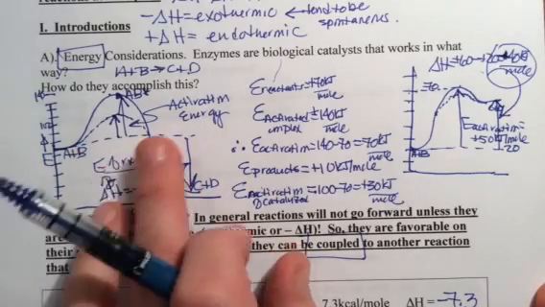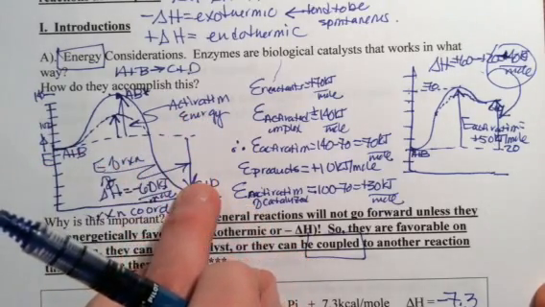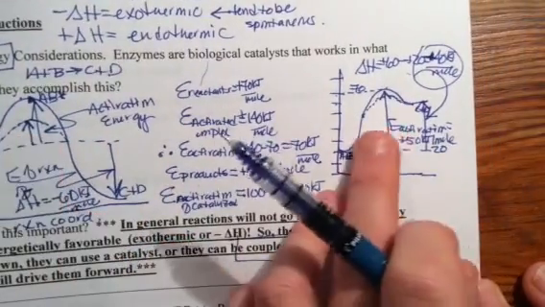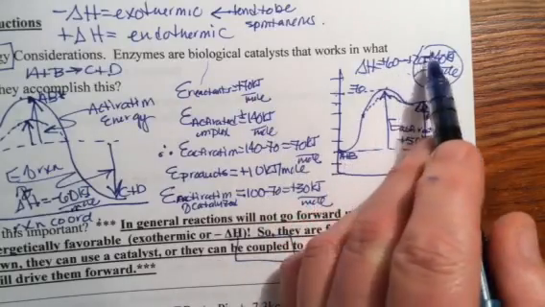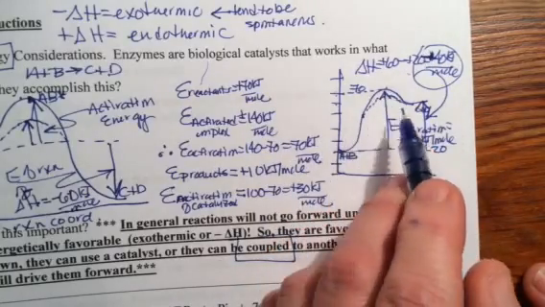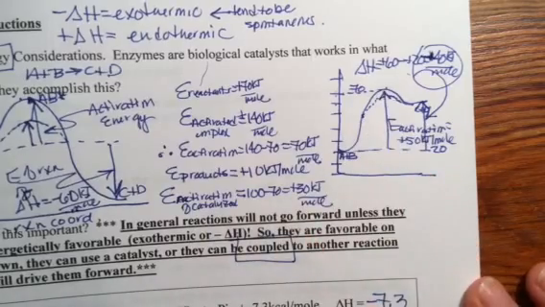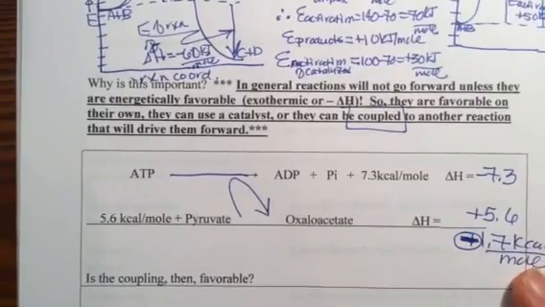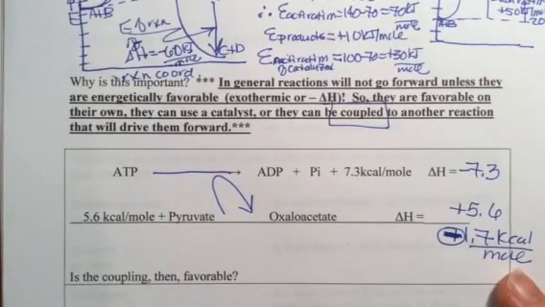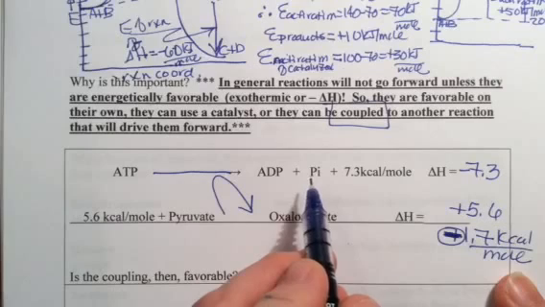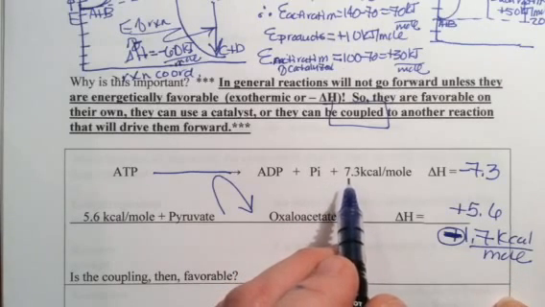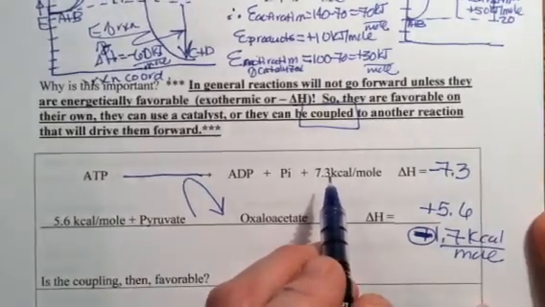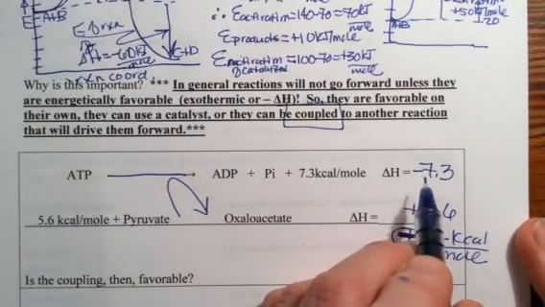This one on the left is negative, so this one would be exothermic, and it would just go faster with an enzyme. This one on the right is endothermic, it's positive, and it is not favorable even with an enzyme. So what we want to do is couple reactions together. There's a couple of examples here. ATP yields ADP plus inorganic phosphate plus 7.3 kcals per mole. 7.3 kcals per mole is produced, so its enthalpy is negative.